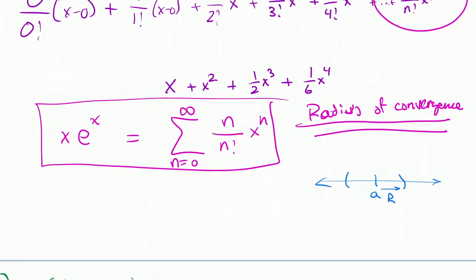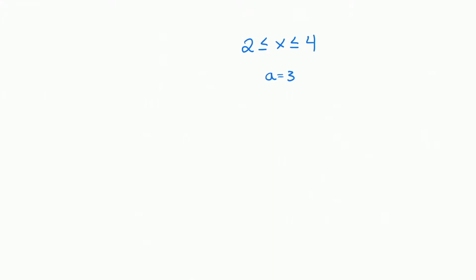We'll come back to this one, but let's just pretend your interval of convergence was this. If that's the interval of convergence that you got from doing the whole ratio test and everything, then the center, A in this case, would be 3. I hope you can figure out why that's 3. It's the middle. And the radius of convergence is 1.